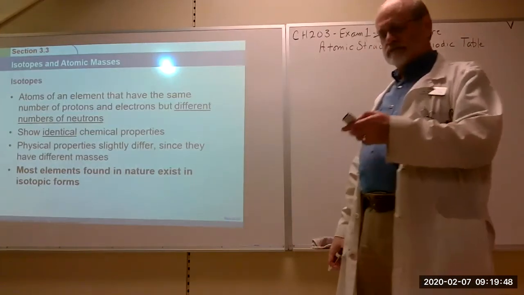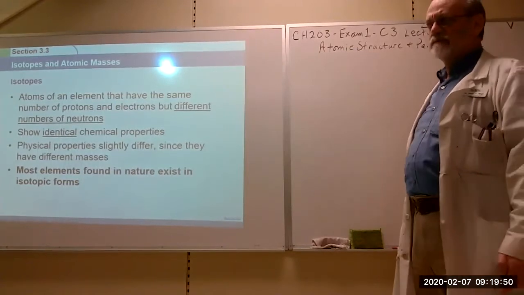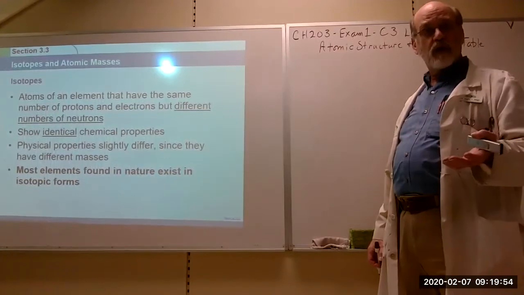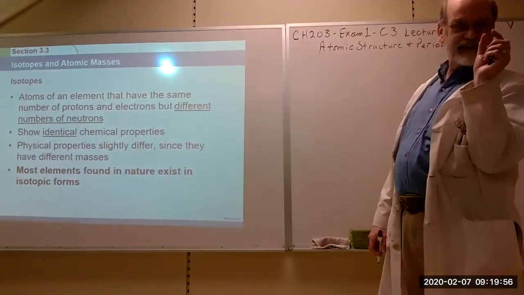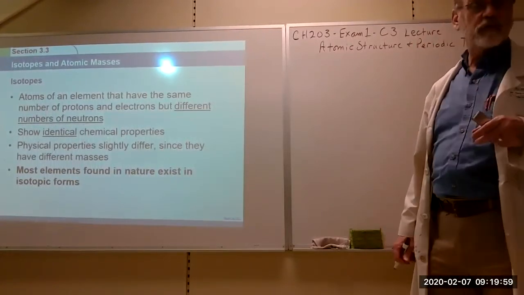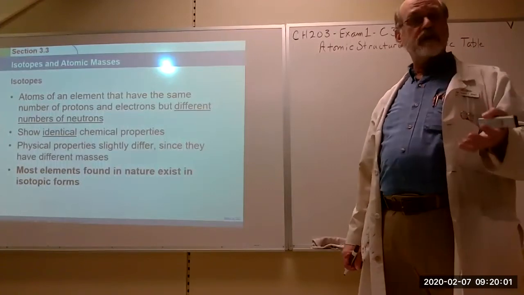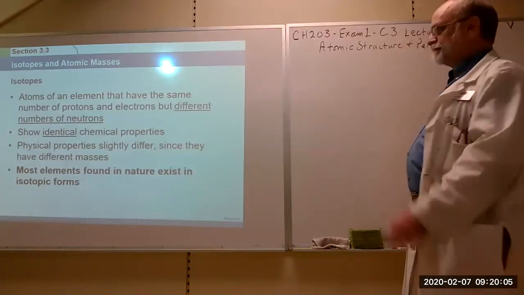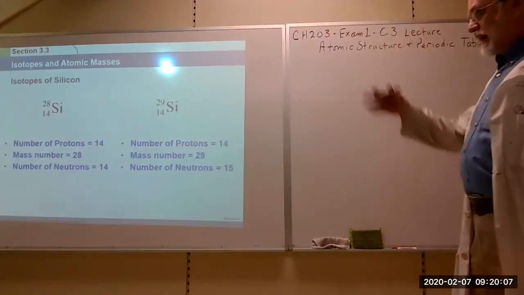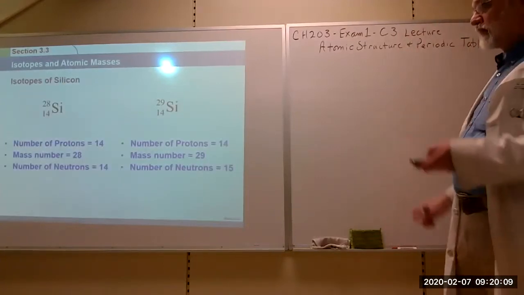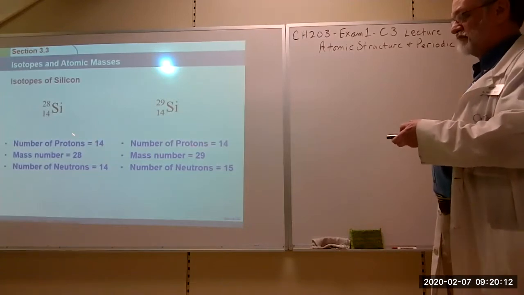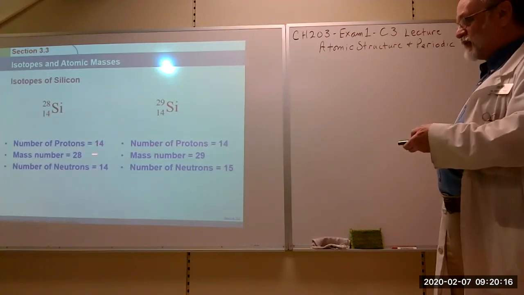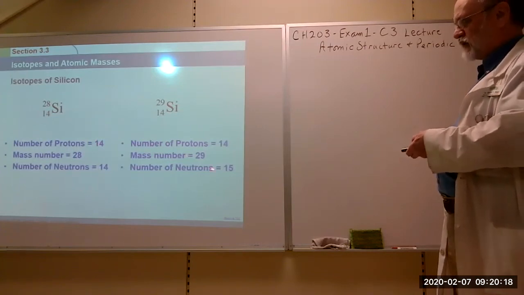But for most of them, you have a major one, like carbon 12 is major for carbon, then you have carbon 13, a little bit, and an even smaller amount is carbon 14, which is the radioactive one that we use for carbon dating. Here's an example, silicon. We have 14 protons in each one. That guarantees that it's silicon. And then the mass numbers are different because the number of neutrons are different.